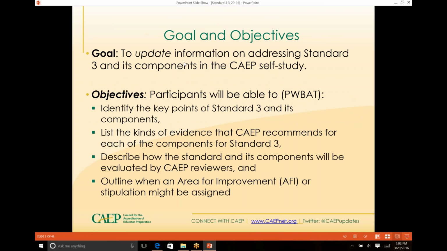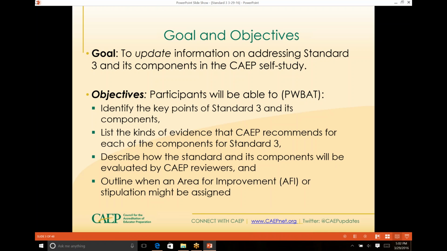I've inserted that what we're really doing here is updating information on addressing Standard 3 and its components in your CAEP self-study. Throughout the self-study, throughout this presentation, I've highlighted in red anything that I've added that's new information. That will help you to sort through what's old, what's new, what's coming up, if you've attended an earlier Standard 3 webinar of mine.